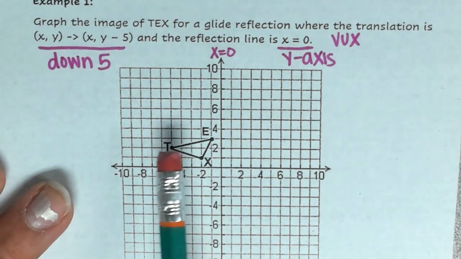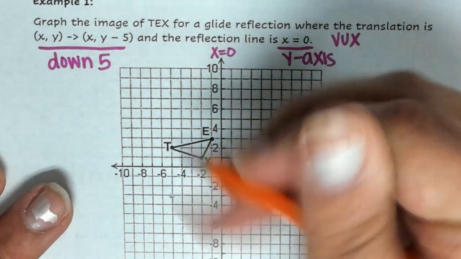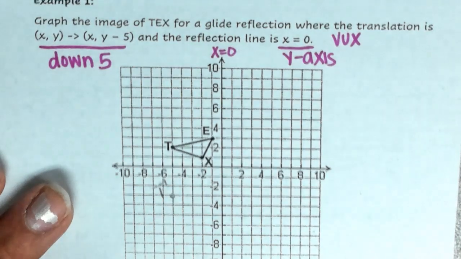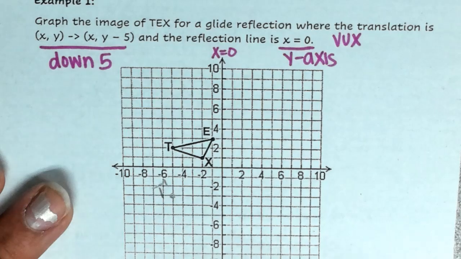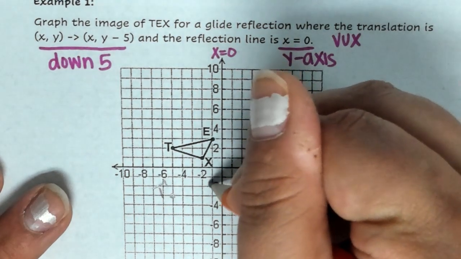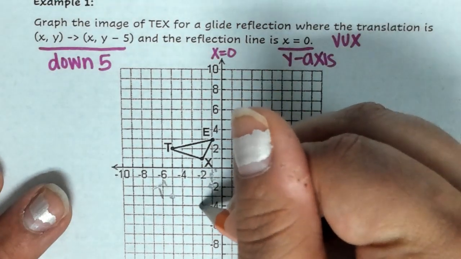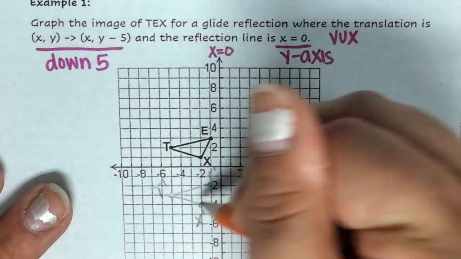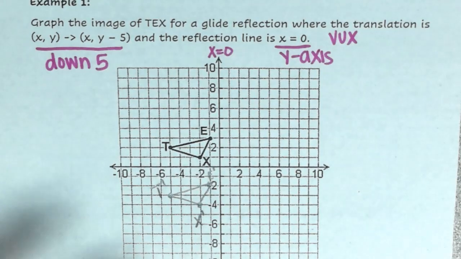So can everybody take each of these points, T? Do you do the first one that they already gave you? Honestly, it doesn't matter with a glide reflection. You could do the other one first, and you would get the same answer. Then I'm going to go E. I'm going to go down 1, 2, 3, 4, 5. And then X, 1, 2, 3, 4, 5. Do you see how I put a prime with all these? So you have to do 2 primes on the next one.